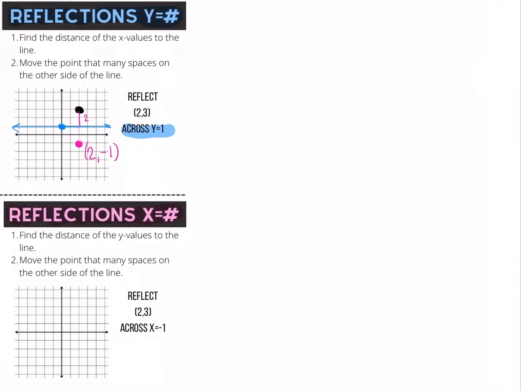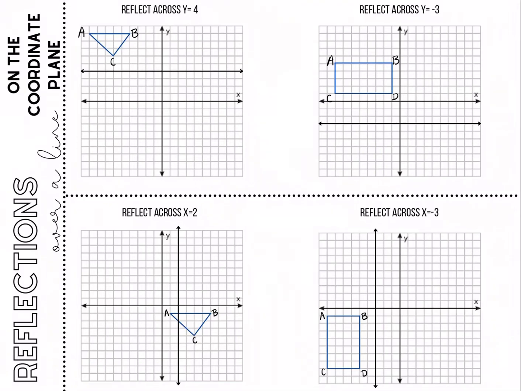Okay, so let's go into the shapes. So now we're going to graph these shapes. All you have to do is find the distance from each point to the line and then count that many spaces away from the line. So for example, for this first one, I have triangle ABC. And so remember, you have to label your points because if you don't, then you don't know which point is which, and that does matter.